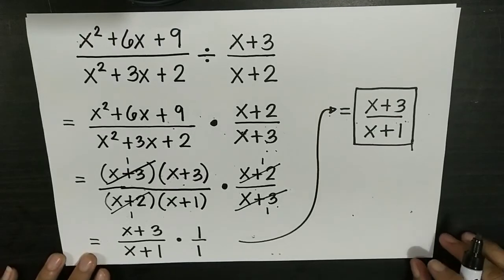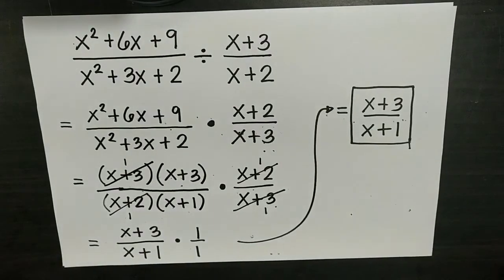That's it. That's how to divide rational algebraic expressions. Remember, in dividing rational algebraic expressions, you need to remember all the ways of factoring polynomials. We have factoring polynomials with the greatest common monomial factor. You can also factor a polynomial that is a difference of two squares, a sum and difference of two cubes, a general trinomial, and a perfect square trinomial.